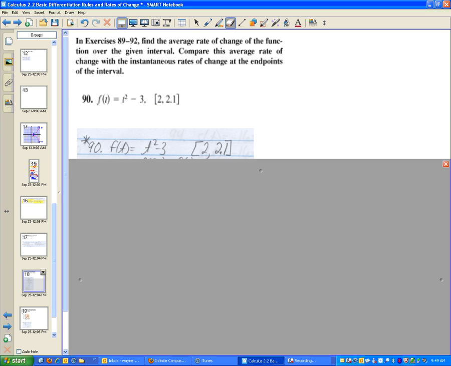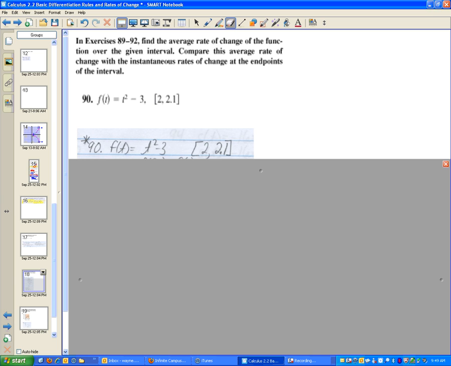With a small interval, I would expect the average rate of change to be fairly close to the instantaneous rate of change. Now, what's close to? I don't know, okay, because that's true. All right, so f of t equals t squared minus 3.